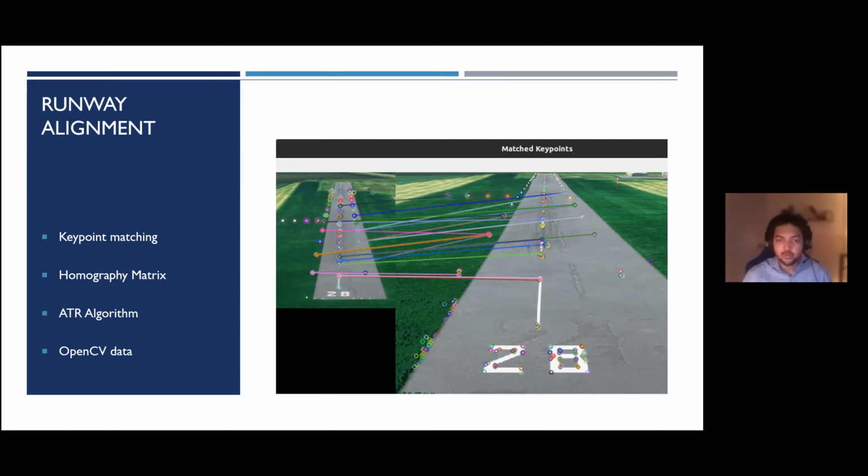This is similar to an ATR algorithm, which stands for automatic target recognition. This is used in the military to accept multiple input images of a target and align them to refine internal parameters to improve the recognition. So this could be used in this sense as the runway being the target and aligning it straight for the plane to land on it.